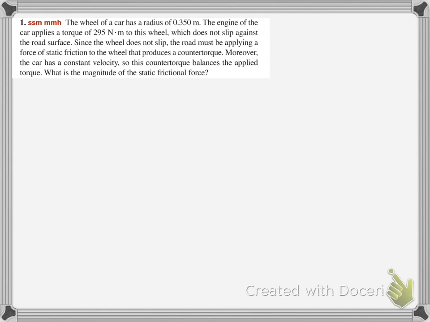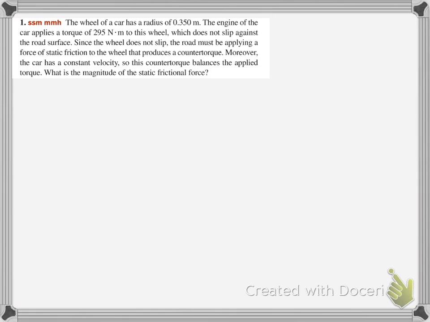The wheel of a car has a radius of 0.35 meters. The engine of the car applies a torque of 295 Newton meters to this wheel, which does not slip against the road surface. Since the wheel does not slip, the road must be applying a force of static friction to the wheel that produces a counter torque. Moreover, the car has a constant velocity, so this counter torque balances the applied torque. What is the magnitude of the static frictional force?